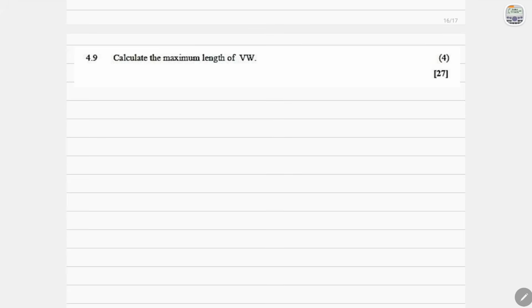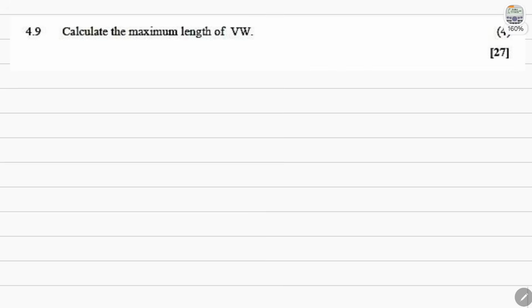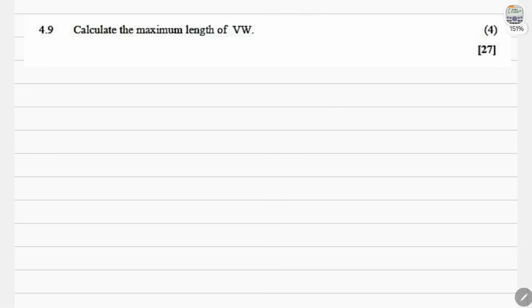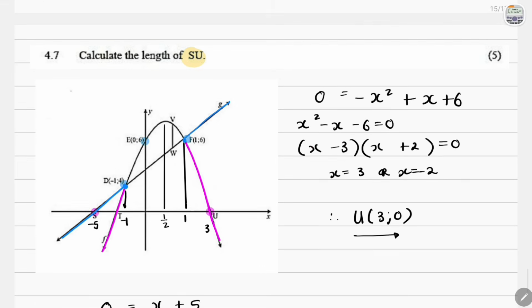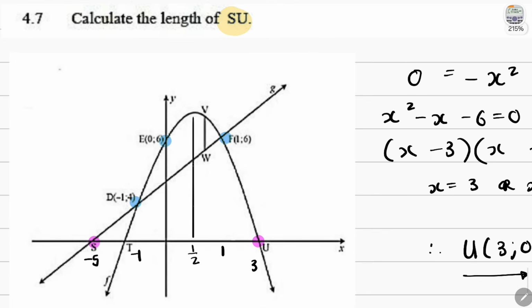Question 4.9, the last question for question 4, says, calculate the maximum length of VW. Okay, so the maximum length. Let's look at where VW is first. VW is this over here.